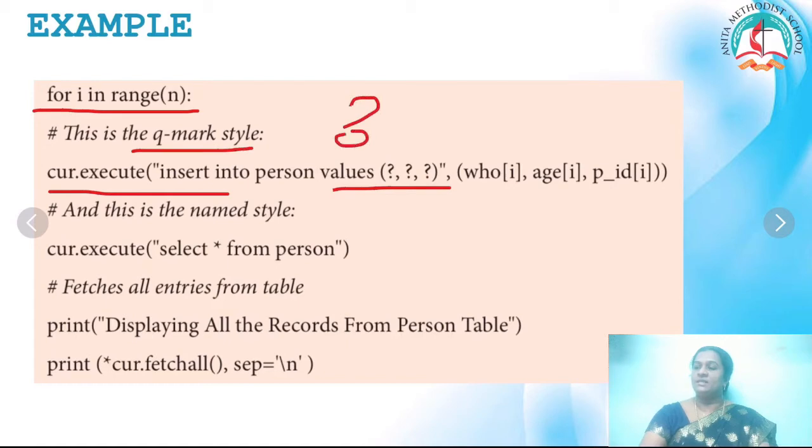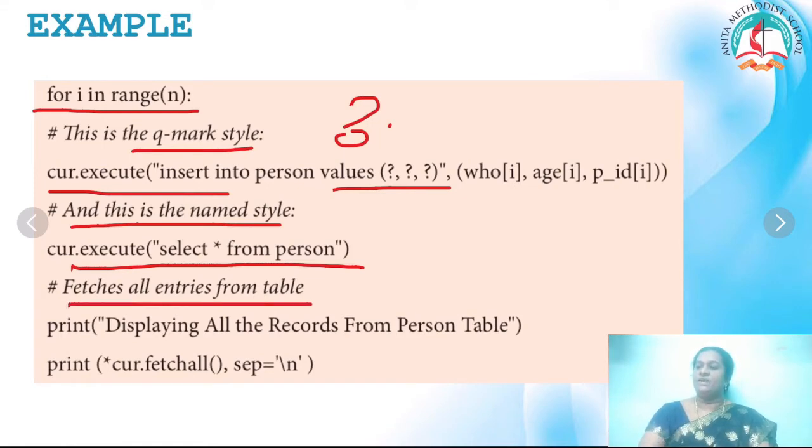This question mark is how it is being used in terms of Python. Okay. And next to that, what you have to use here is the name style. And then you are going to use select asterisk. Why asterisk? Because I need all the data. That is why I am using select asterisk from person.